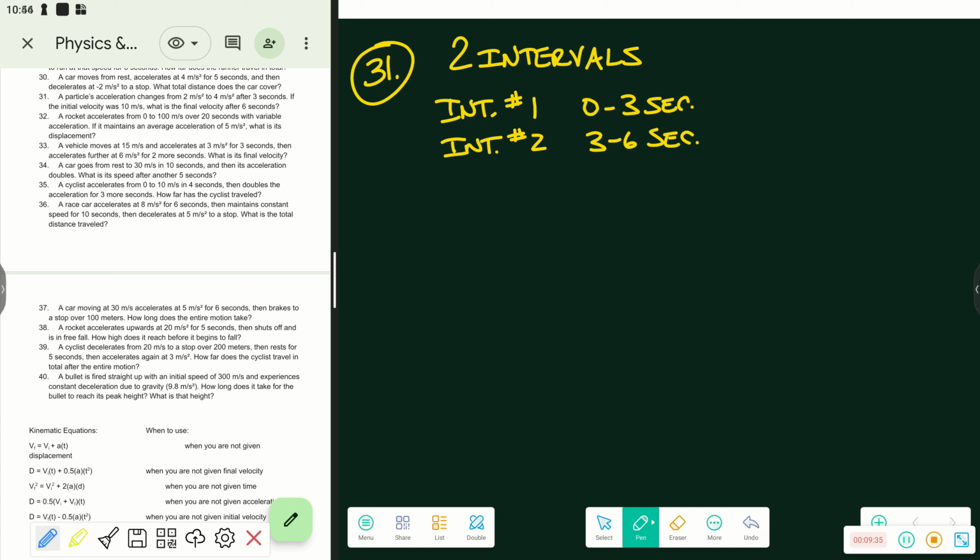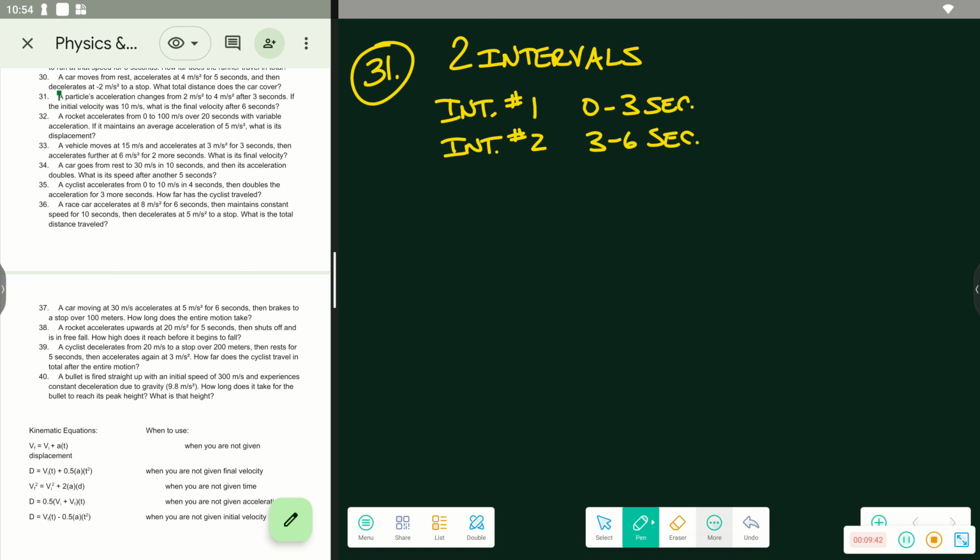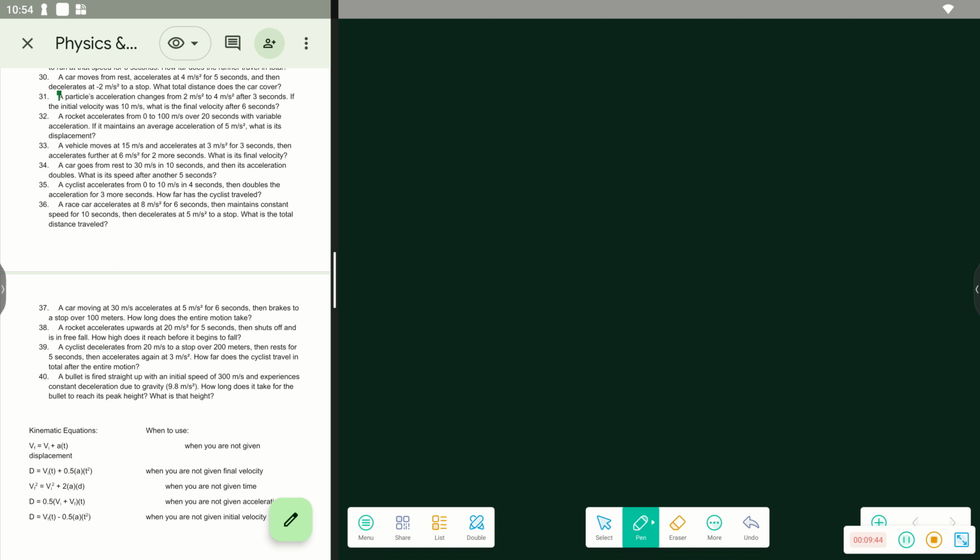So let's do this. And let's do this. All right, so number 32. 32 is a rocket accelerates from 0 to 100 meters per second over 20 seconds with variable acceleration. If it maintains an average acceleration of 5 meters per second squared, what's the displacement?